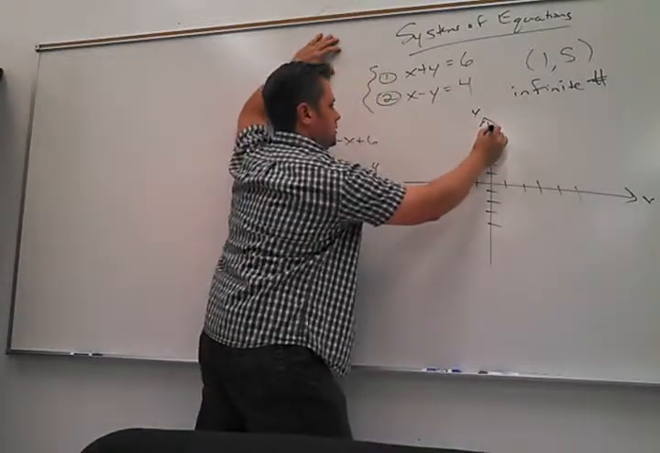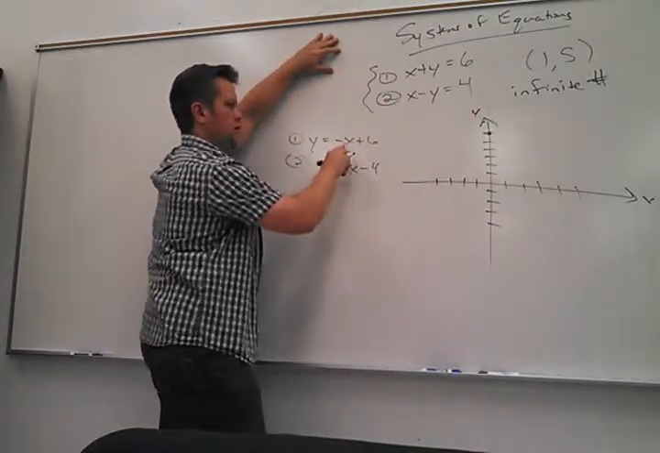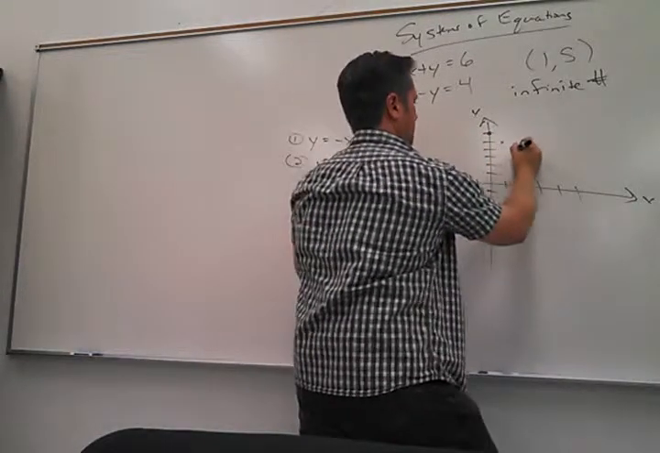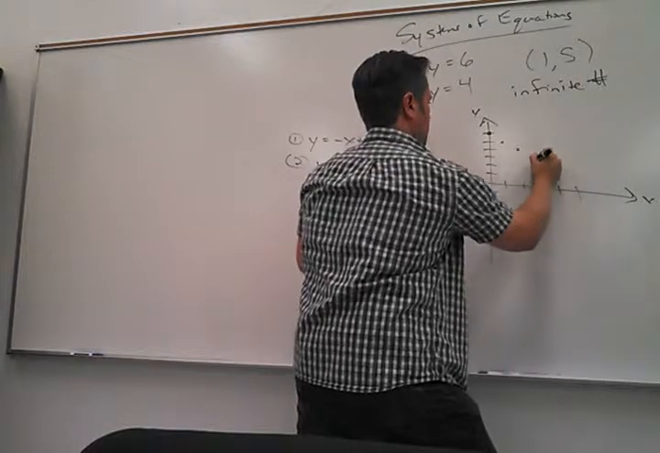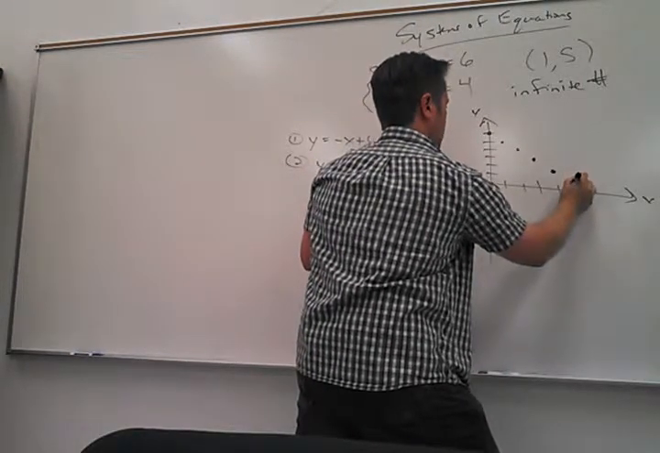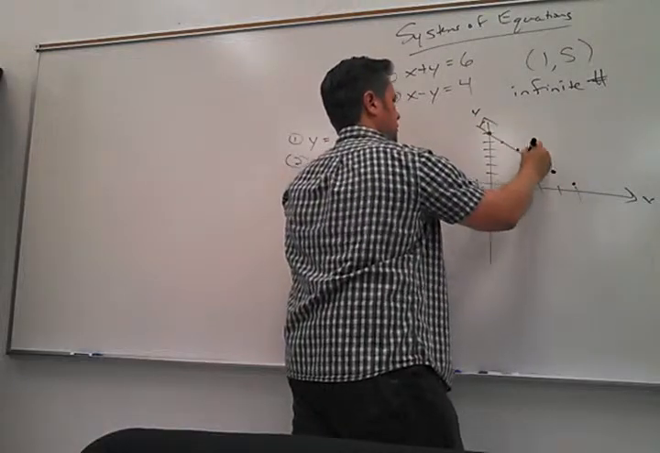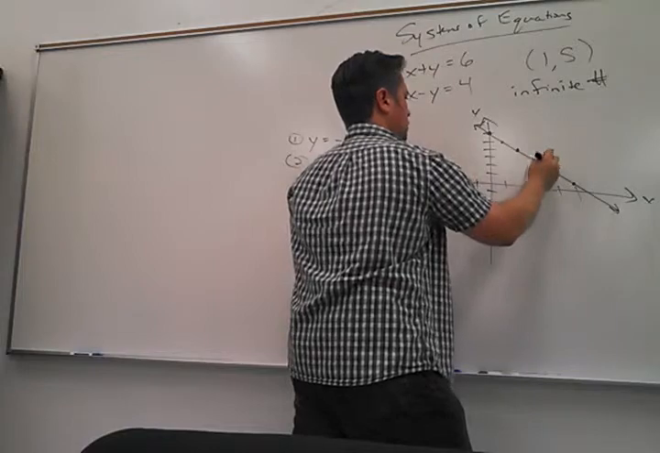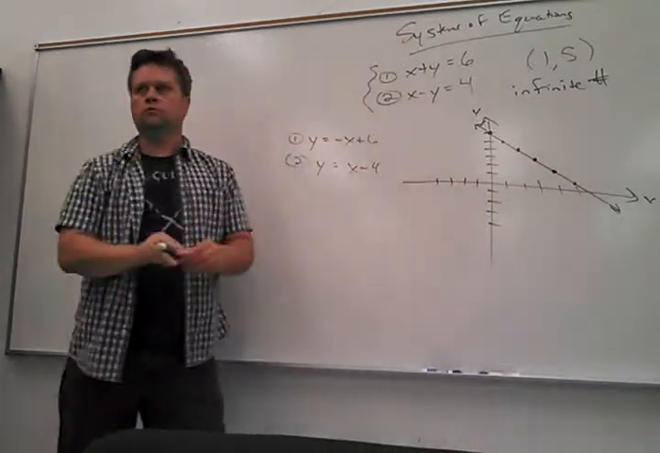So the y-intercept is 6, and then it says go down 1, over 1, down 1, over 1, down 1, over 1, down 1, over 1. There's a reason I'm going more than normal, because now I know specifically where all those points are.